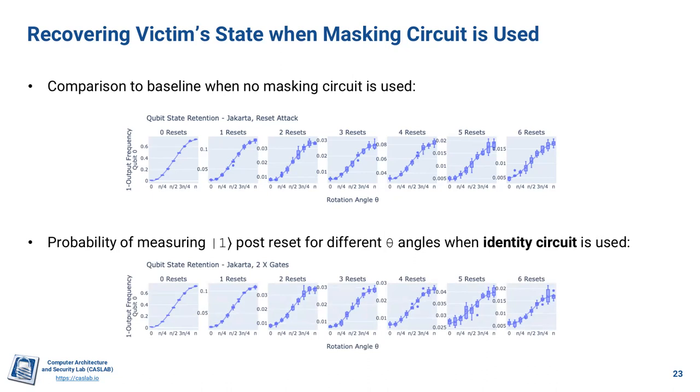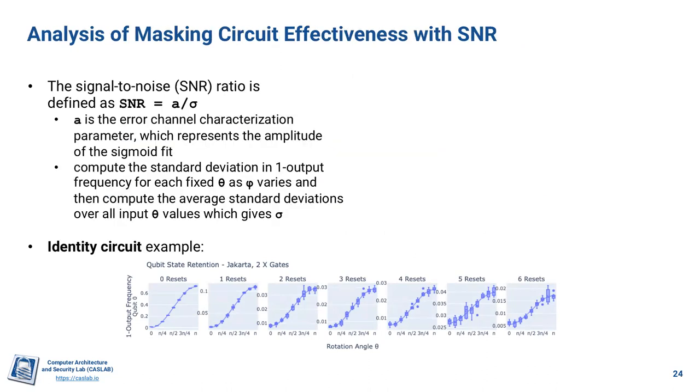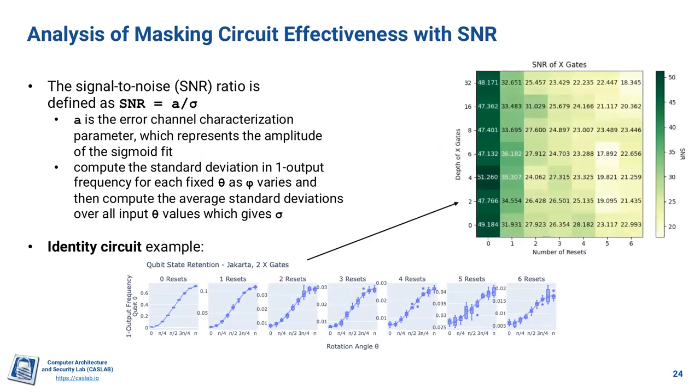So if you know it's an identity circuit between the reset and the measurement, the attacker can still figure out the probabilities. And then in addition to, or instead of, looking at these graphs directly, we also looked at defining a signal to noise ratio metric to help us think about how much information the attacker could get, or how much they could recover.